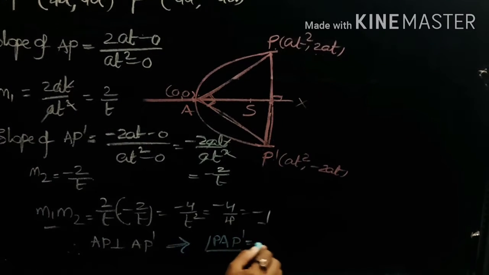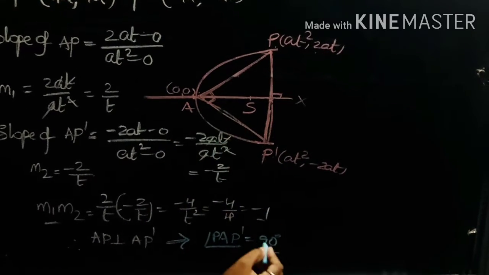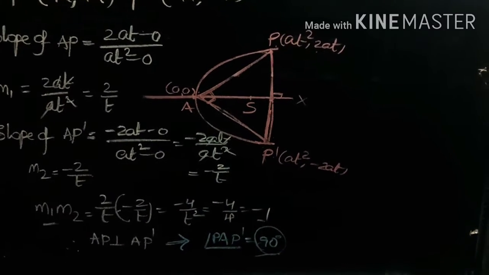Angle PAP dash is equal to 90 degrees, that is, these two lines are perpendicular to each other, then the angle is equal to 90 degrees. That's all.